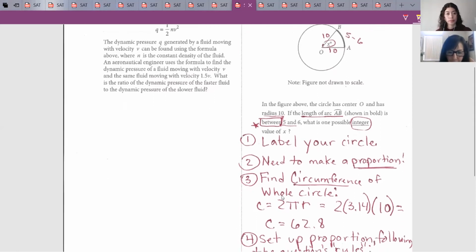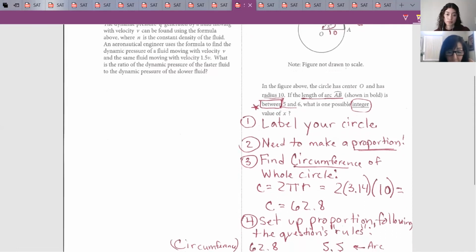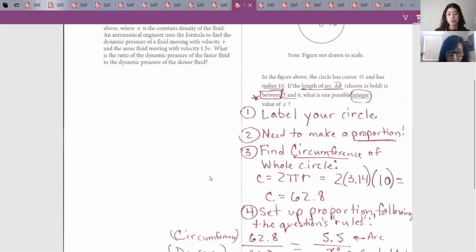So find the circumference of the whole circle. How do we do that? We have the radius, so 2 times 3.14 times 10. There's our circumference: 62.8. Set up a proportion for the question's rules.